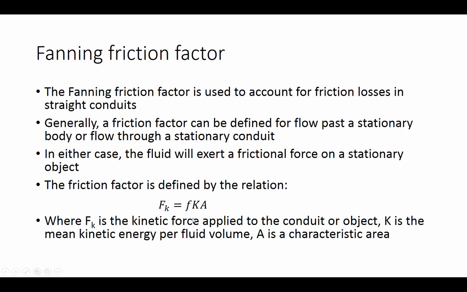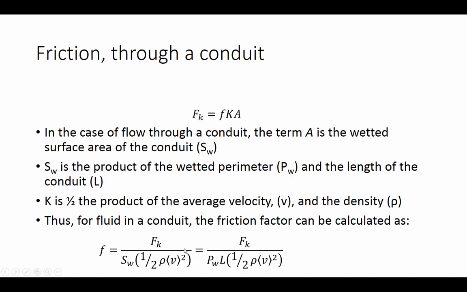Fk is our kinetic force applied to the conduit that fluid is flowing through, or to the object the fluid is flowing over. K is the mean kinetic energy per fluid volume. A is the characteristic area. And F is this Fanning friction factor.